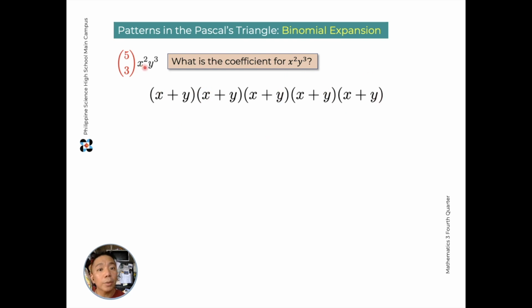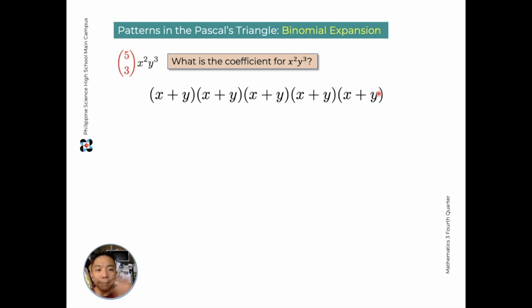Then you will have your x squared y cubed. But that is just one x squared y cubed. Pwede ka rin makakuha ng isa pang x squared y cubed by taking y times x times y. Yung distribution in that sense will give you another x squared y cubed. So may dalawa ka ng x squared y cubed.